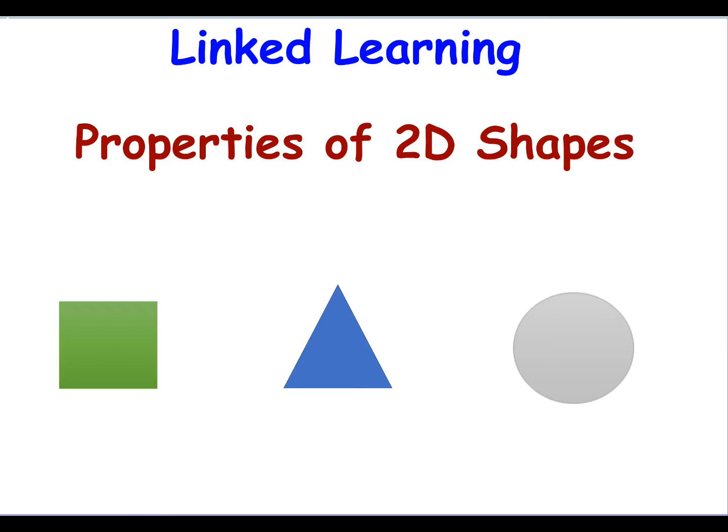Our linked learning links to the properties of two-dimensional shapes, where many of the properties of the two-dimensional shapes carry forward to three-dimensional shapes. For example, a square where all of the sides have the same length, if you make the third dimension the same length, so this is the same length as all the other sides, then you end up with a cube.